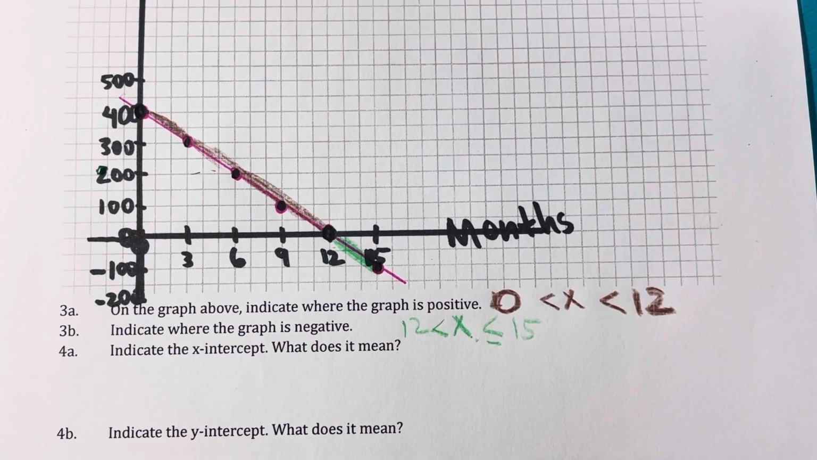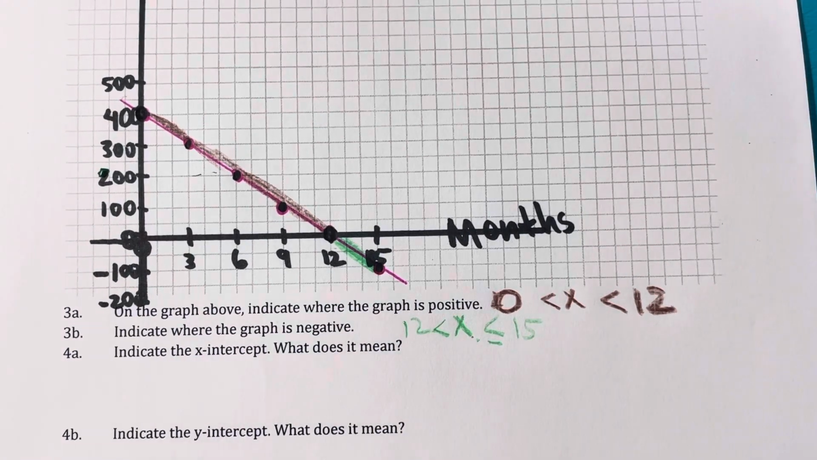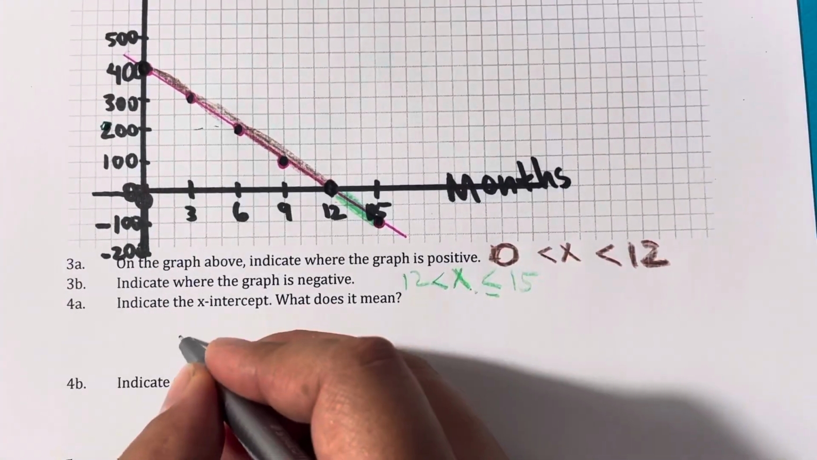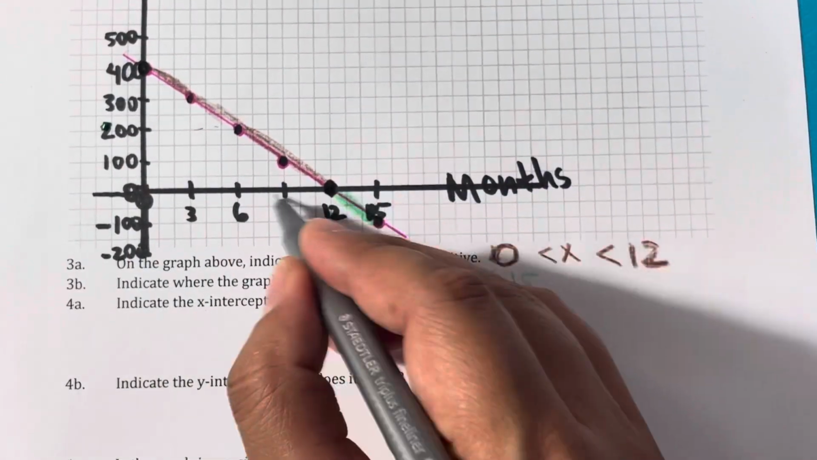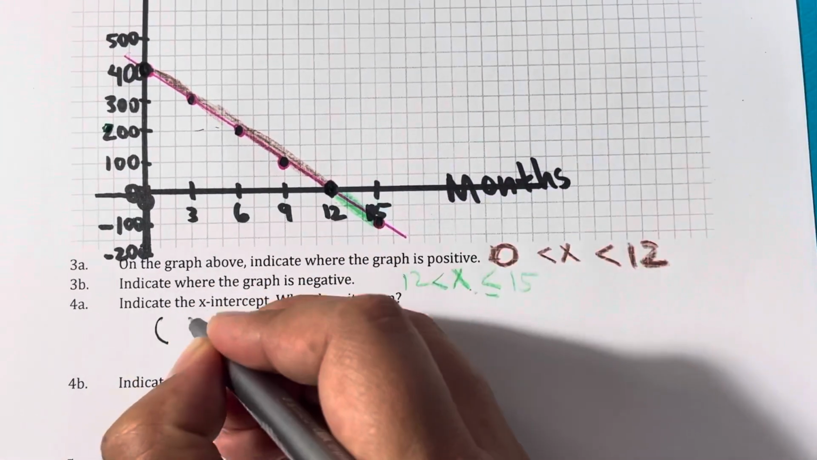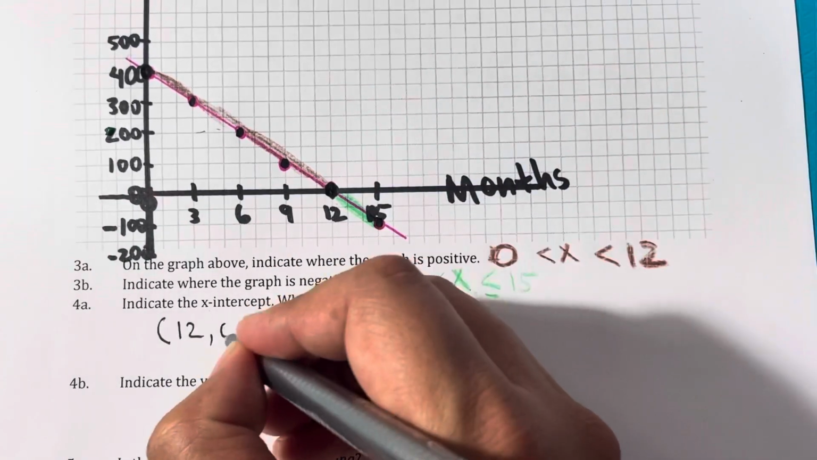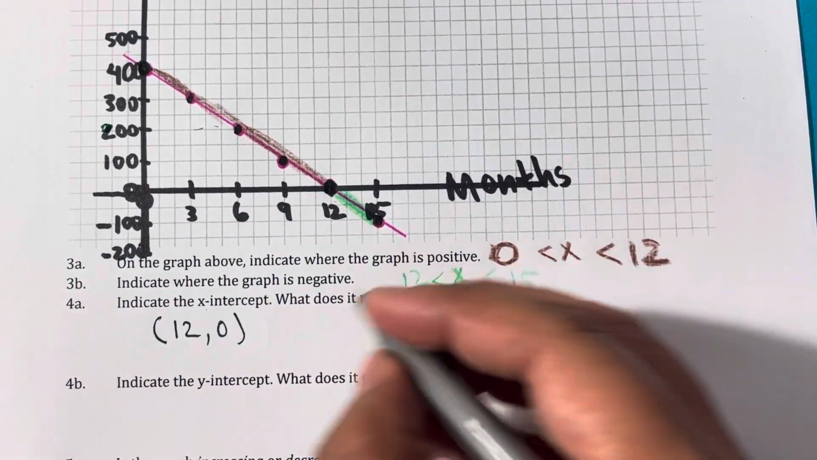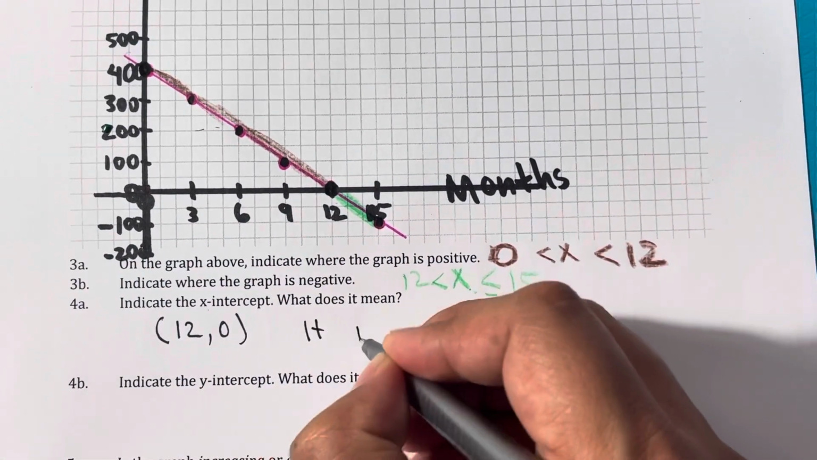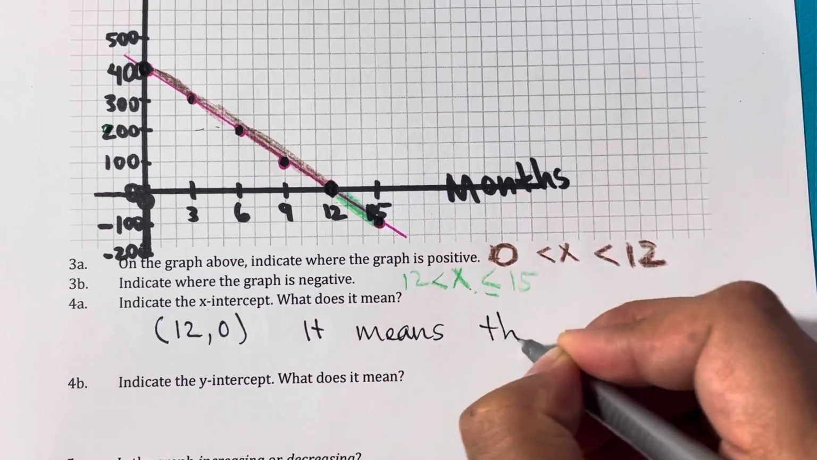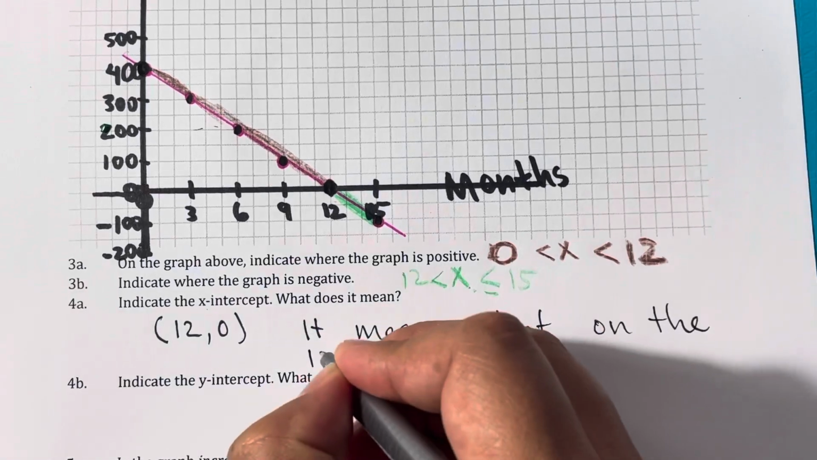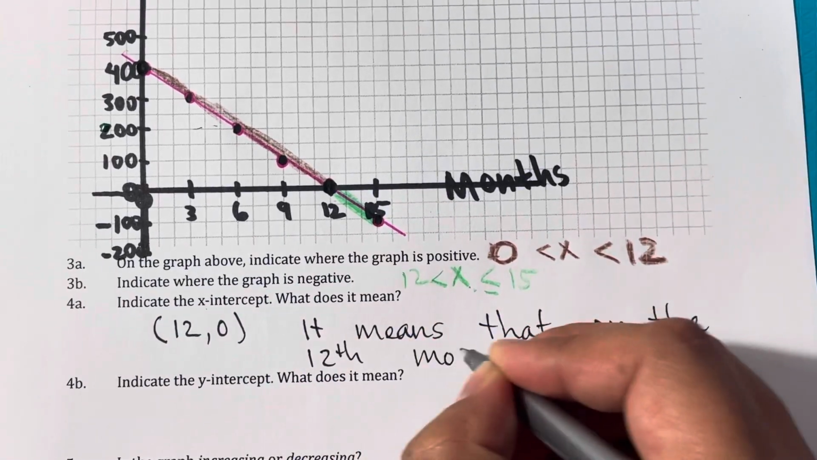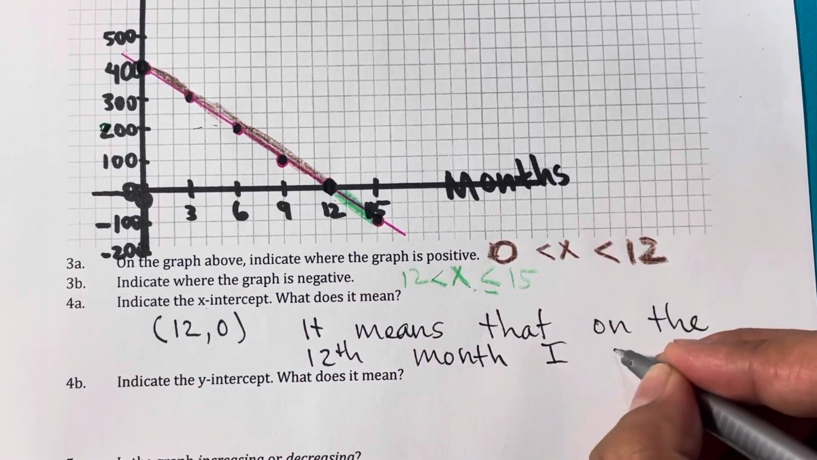Indicate the x-intercept. This is new information in this lesson, but we have seen it in the past. So the x-intercept is where my graph touches the x-axis. In this case, it will be (12, 0). What does it mean? It means that on the 12th month, I have $0.